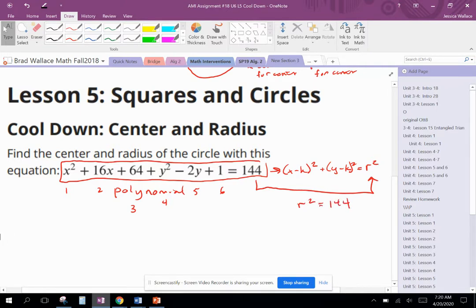How do we know what the length of the radius is? We take the square root of both sides. So the radius is 12. Now, what we're going to do is take the equation that we have and we're going to use some algebra to find h and k.